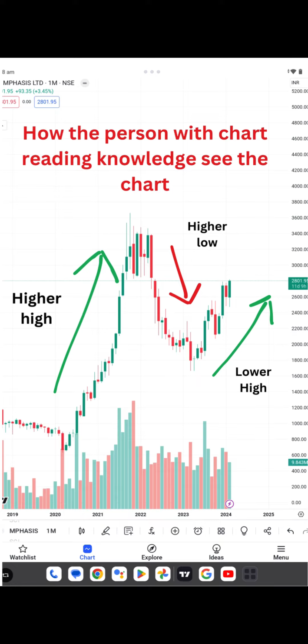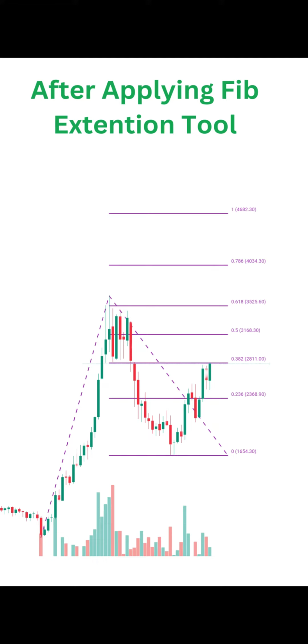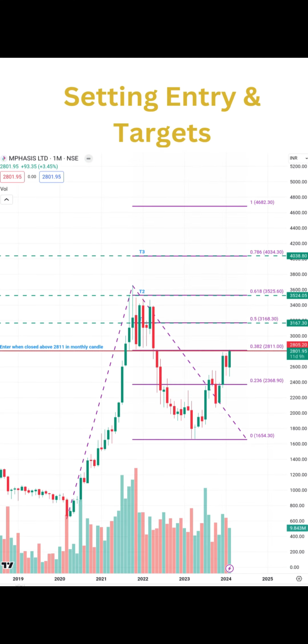like this, and then he creates a Fibonacci extension like this and sets his entry point and exit points and targets like this, with the entry point of 2088.11, first target of 3168, second target of 3525, and third target of 4032.